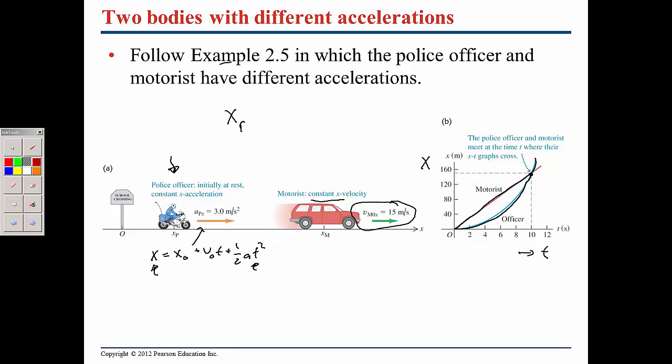And then you would say that's when x of the police officer is equal to the position of the motorist. And I've written this guy down here. This guy right here, you use the equation for position and assume constant acceleration, and you would actually be able to solve for the time at which the police officer caught the motorist.